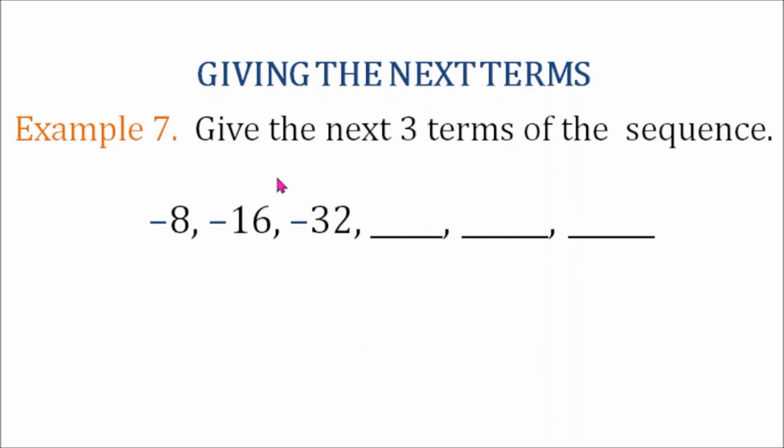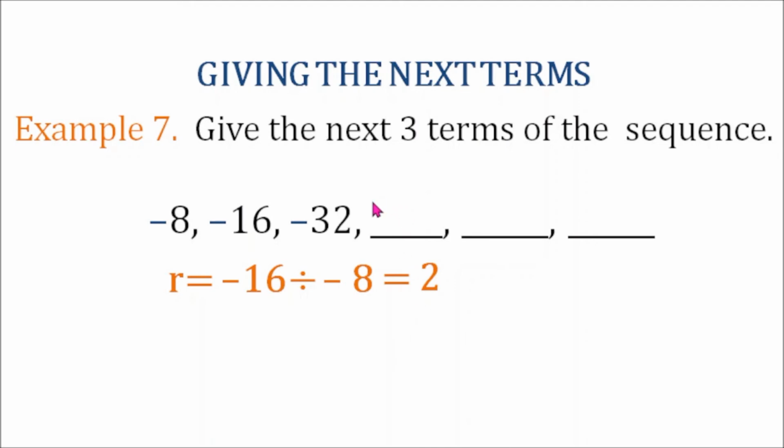Example number 7. Give the next three terms of the sequence: -8, -16, -32. First, we are going to find the common ratio. To find the common ratio, we pick a term and divide it by its preceding term. For example, if we pick -16, that's -16 divided by -8, and that is equal to 2.